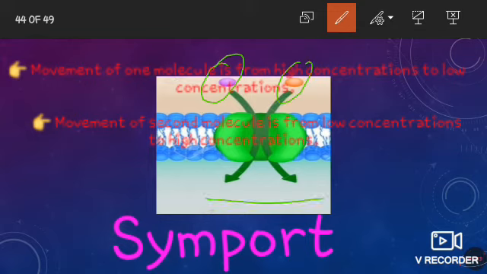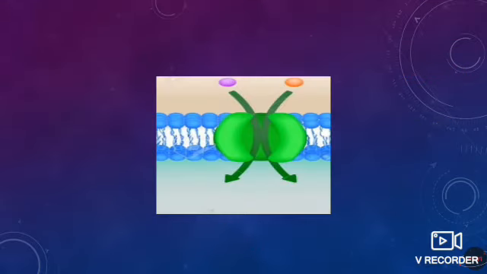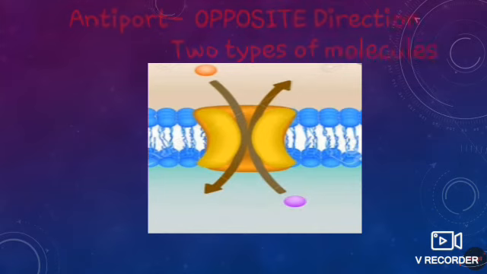In this case, the first molecule's movement is from high to low concentration and the second molecule's movement is from low to high concentration. So that means it uses active transport, that means use of ATP is there. Now the third one is antiport.